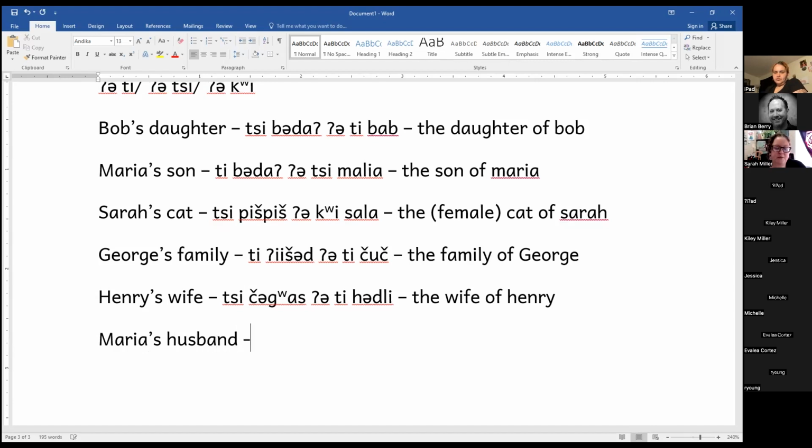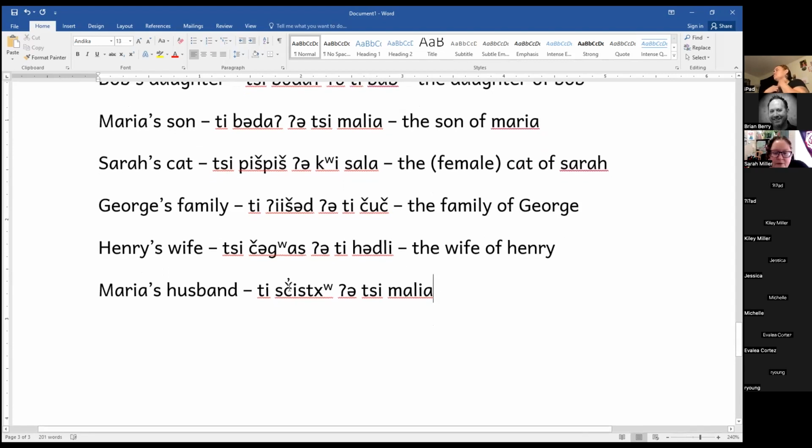Maria's husband, since we did wife already. So T east, let's see, Malia. Notice we've got that hard C wedge. East. And that X with the raised W, you're going to be blowing out. Remember, anytime you see that floating W, you're blowing out. So chagwas, chagwas, east, east. So T east Malia, or husband of Maria.